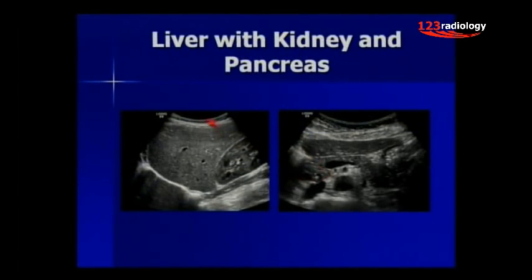So looking at images, we've got the liver adjacent to the right kidney, and you can see that the liver here is hyperechoic relative to the right kidney. Left lobe of the liver with pancreas. Left lobe of the liver is slightly hypoechoic to isoechoic with the pancreas in this image, and we'll see that that can vary.